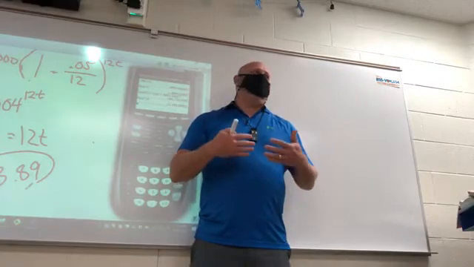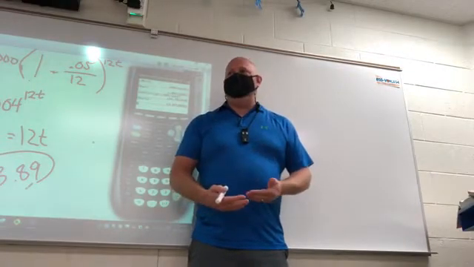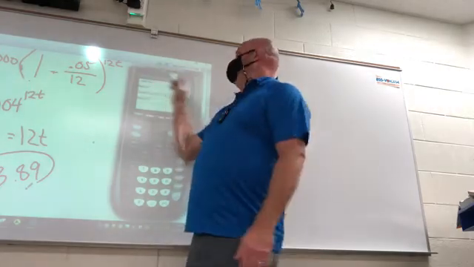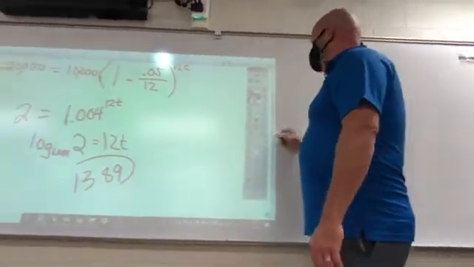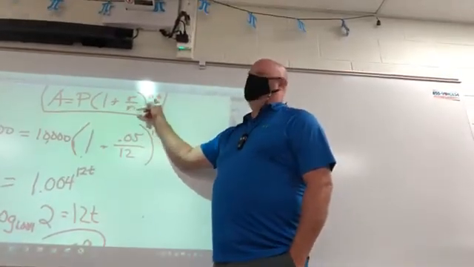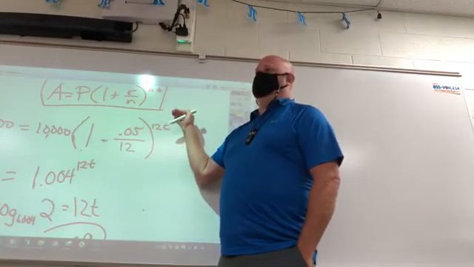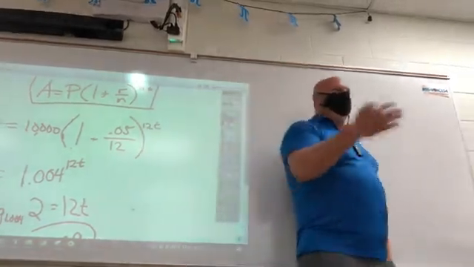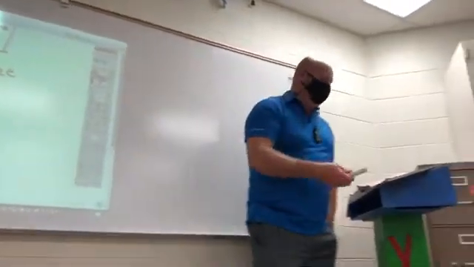These formulas pop up in a lot of different areas. And don't worry, I'm not going to make you memorize all these formulas. This formula, A equals P times the quantity of 1 plus r over n to the nt, that's your formula for compound interest. If you're talking any kind of money in the bank, things like that, that's your formula.